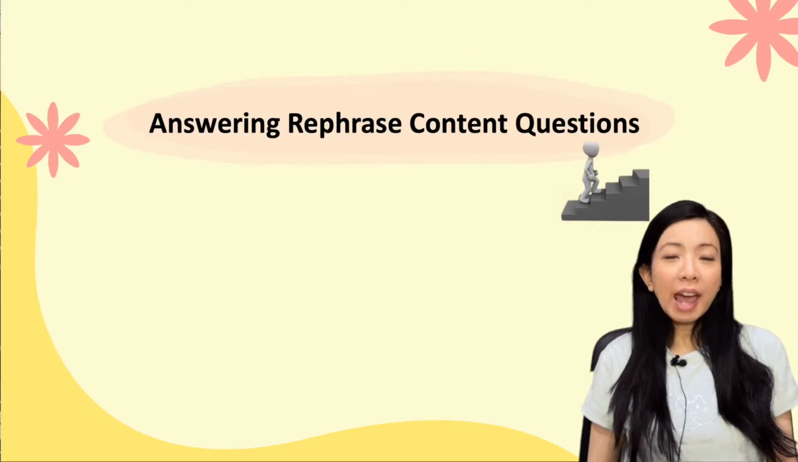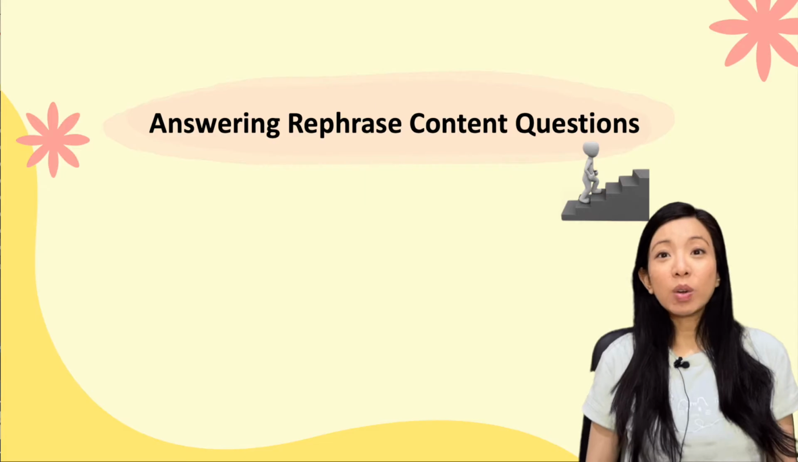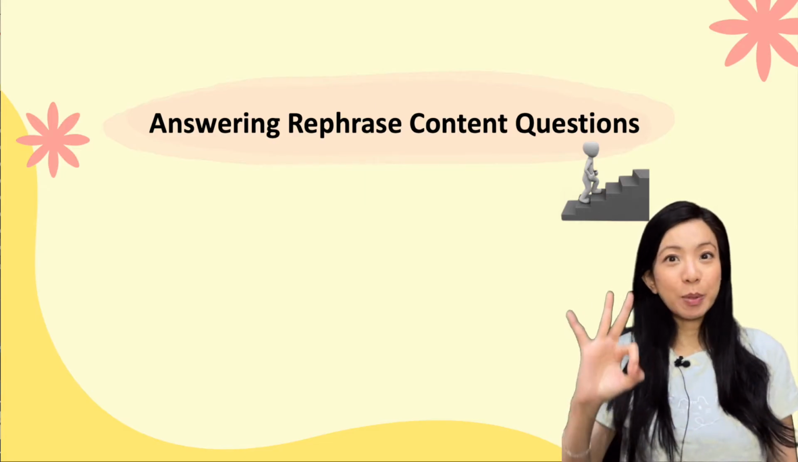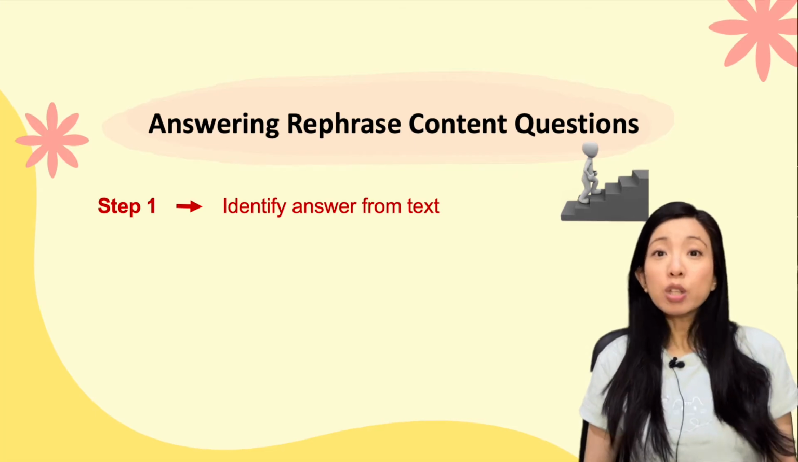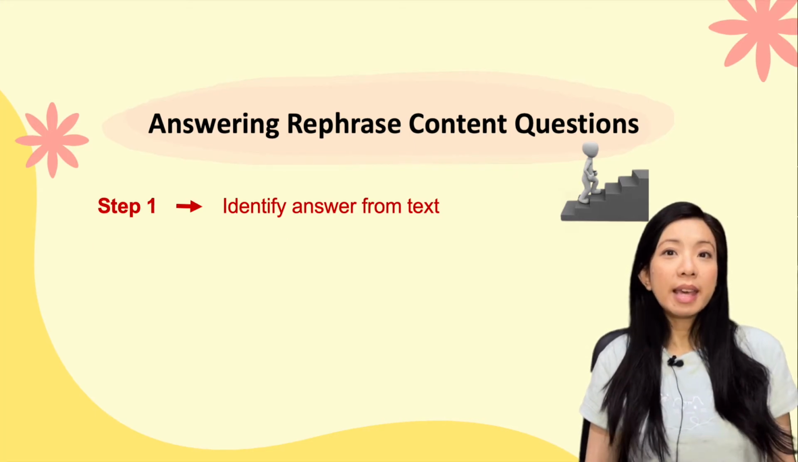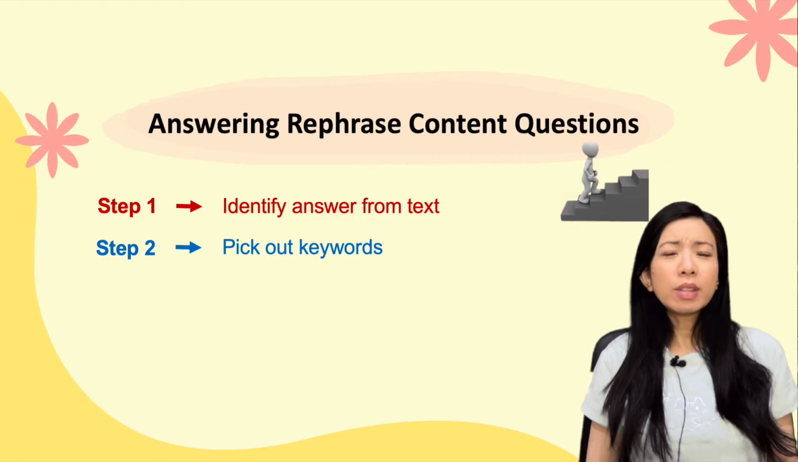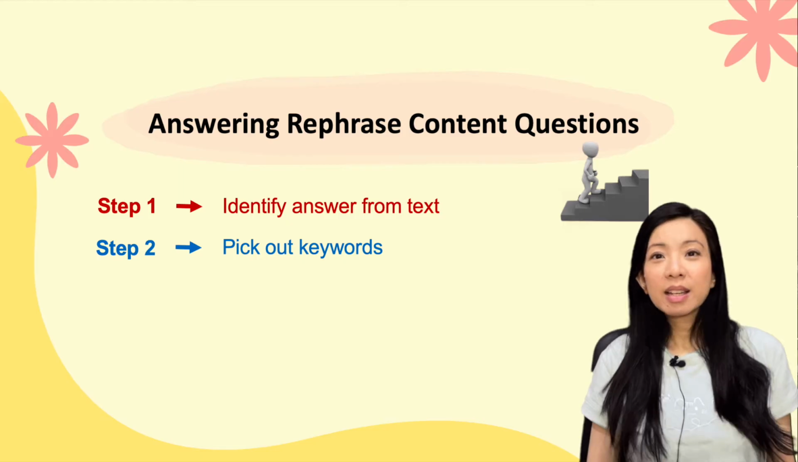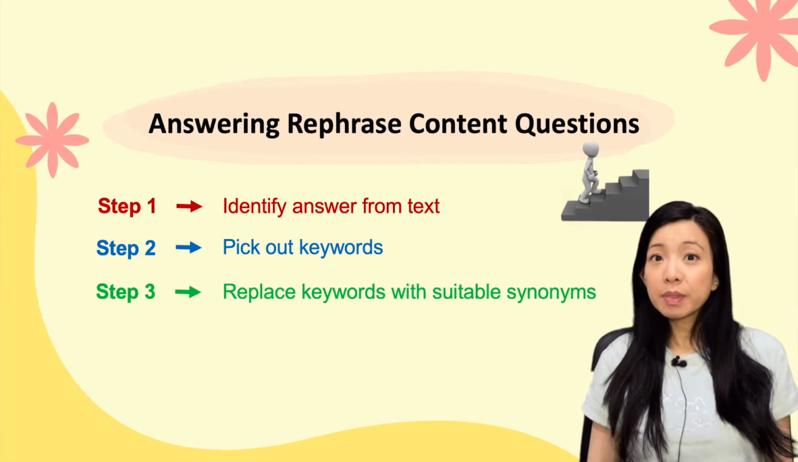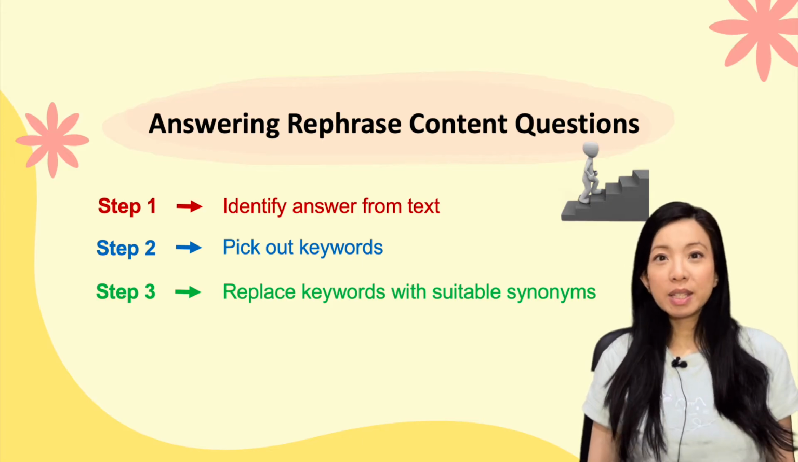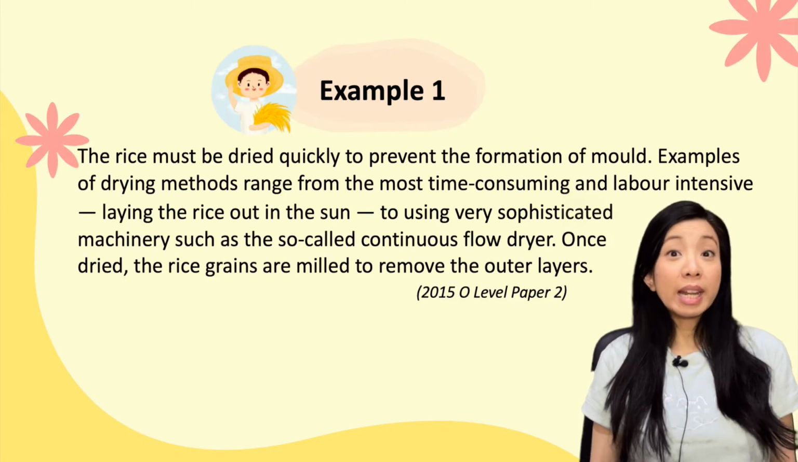So how do we actually answer rephrase content questions? I've broken it down for you into 3 simple steps. For step 1, you need to identify the answer from the text first. Then in step 2, you need to pick out the keywords from the quote that you have picked out from the text. And the third step is just to replace those keywords with suitable synonyms. So let's take a look at an example.